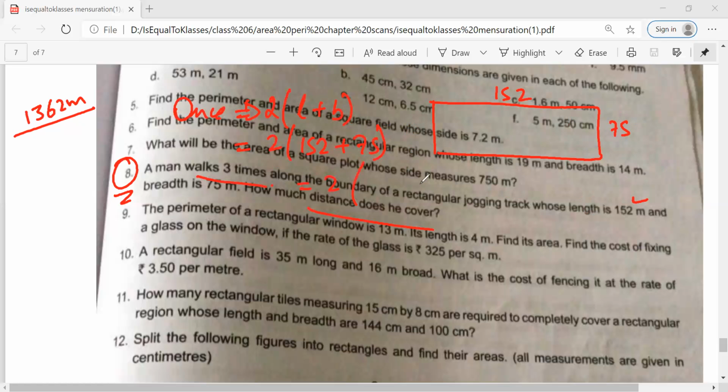This will be twice of 227, that is 227 into 2, and if he walks thrice, this will be 3 into 2 into 227. Mr. Satya, is it okay? Yes, sir. So the final answer would be 227 into 6. That is equal to 1362 meter. Mr. Sarthak, very good. 1362 is the right answer.